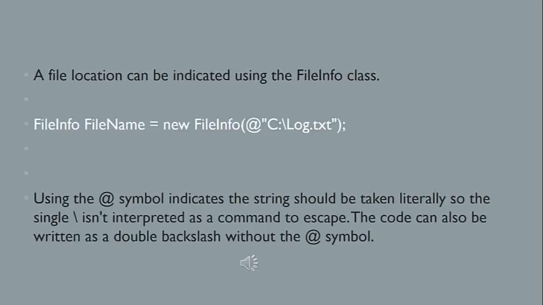A file location can be indicated using the FileInfo class. FileInfo fileName = new FileInfo(@"C:\log.txt"); Using the @ symbol indicates the string should be taken literally, so the single backslash isn't interpreted as a command to escape. The code can also be written as a double backslash without the @ symbol.